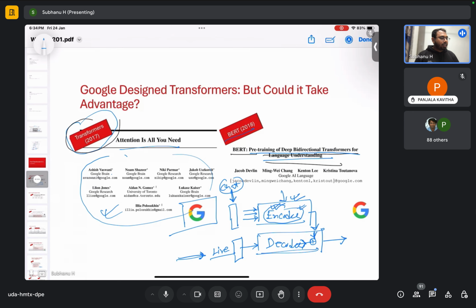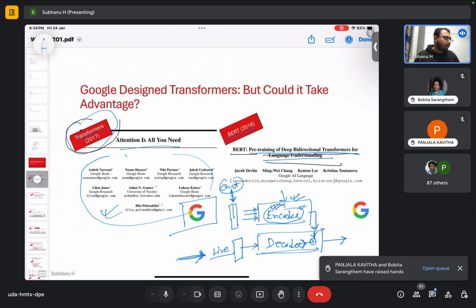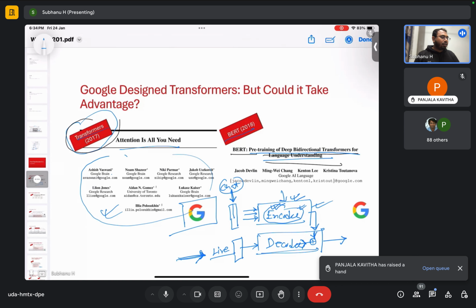Previously in the transformer, it was doing the same thing: the chat is coming, the encoder is encoding, you are also giving your live input, and encoding and decoding are happening at the same time. So it takes a lot of time. So Google people came up with the idea: pre-train this encoding model, save the pre-trained encoder, and then use the decoder model. Basically, this is how they changed things.